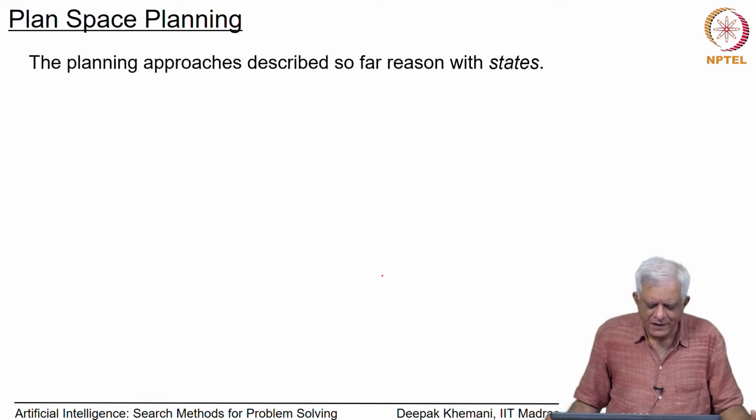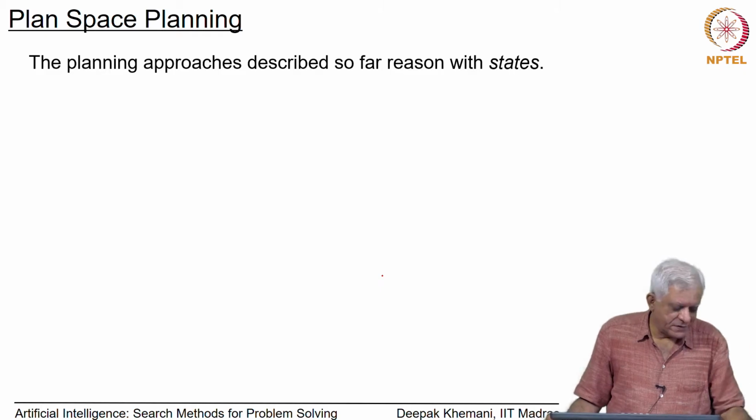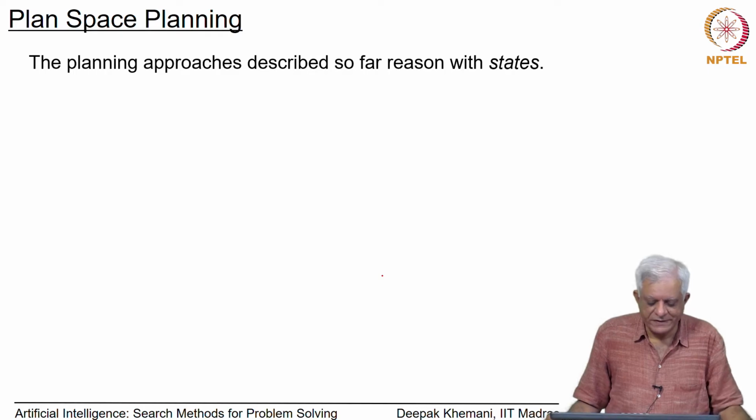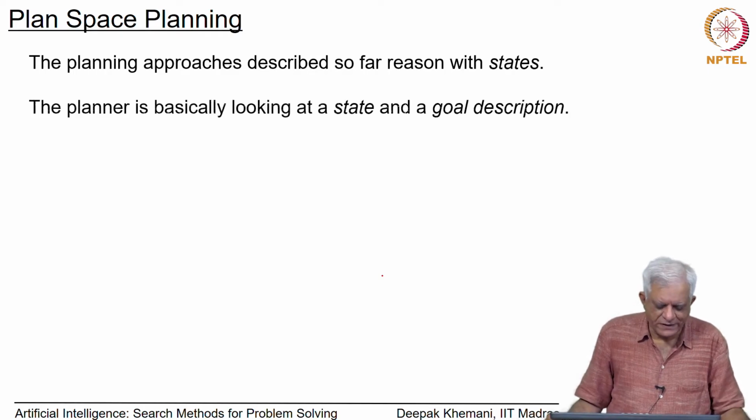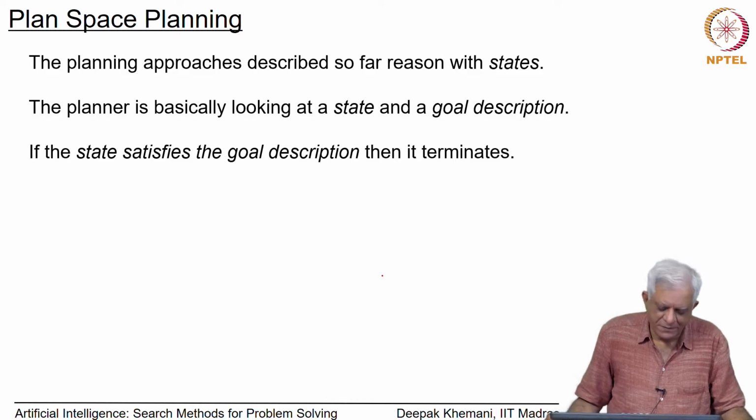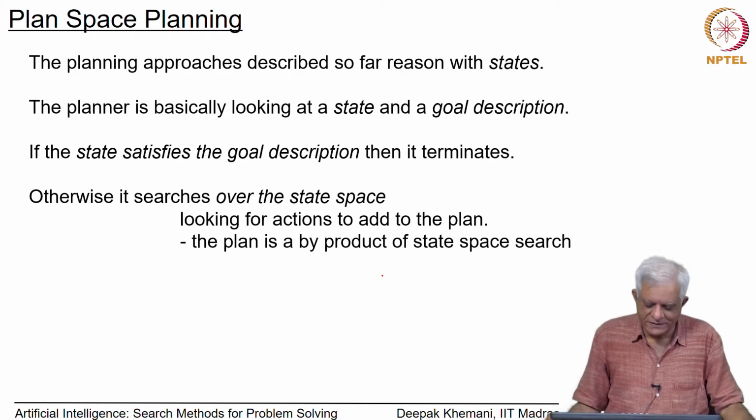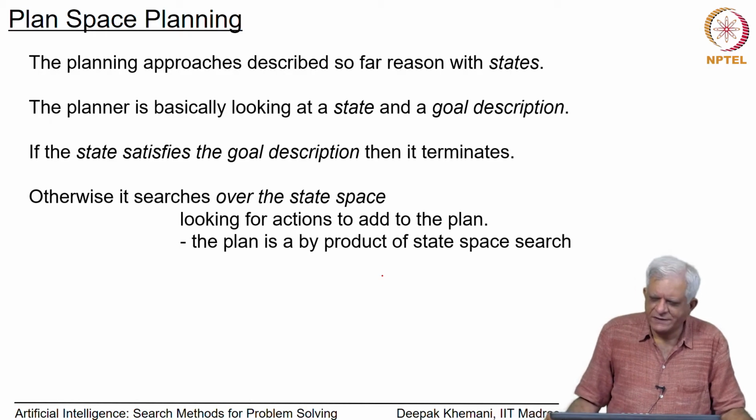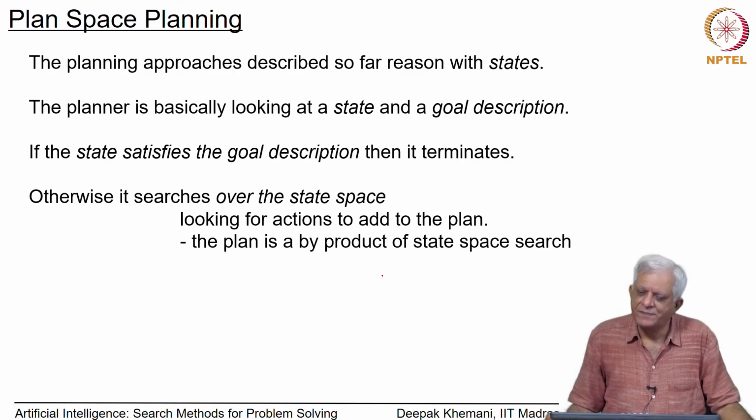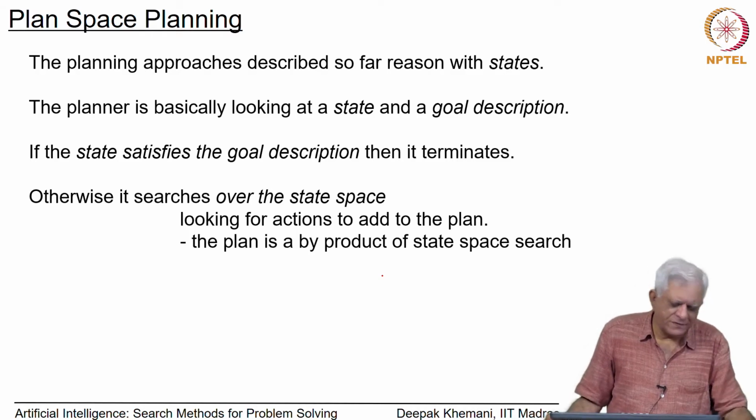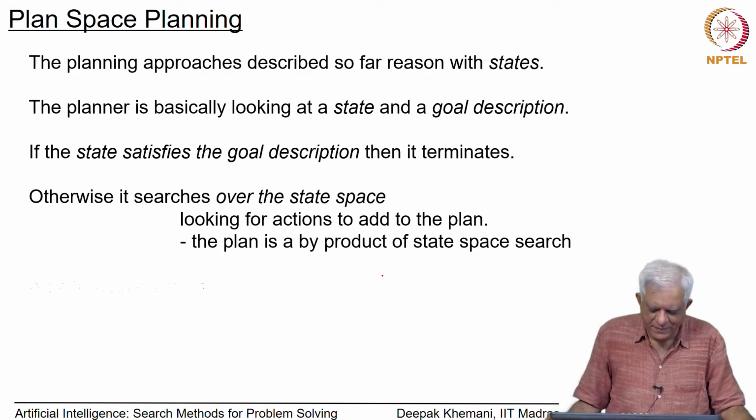So far, our planning approaches have reasoned with states essentially. You had the start state, you had the goal description which amounted to a set of states, and we had operators which took you from state to state. The algorithm terminated if the state satisfies the goal description, in the sense that the goal predicates were elements of the final state. Otherwise, the algorithm searched over the state space looking for actions to add to the plan, and the plan was constructed as a byproduct. As you searched the state space, you started assembling the plan, depending on the algorithm, either from the first action or the last action, but eventually it was a byproduct.